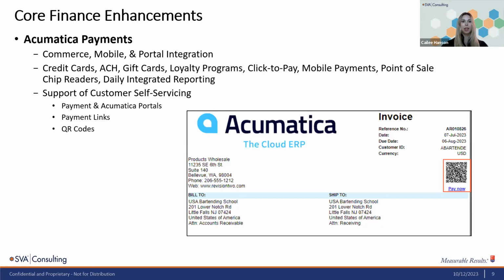And then going with that customer self-servicing, there is a payments portal, or you can integrate it with the Acumatica customer portal where the customer can log in, view that invoice information, and then pay it directly from there. And with each payment, there can be sent out a payment link to the customer to pay. And then my favorite is the QR code. On that invoice, you have the QR code where the customer can scan it and pay it directly on their mobile device as well.